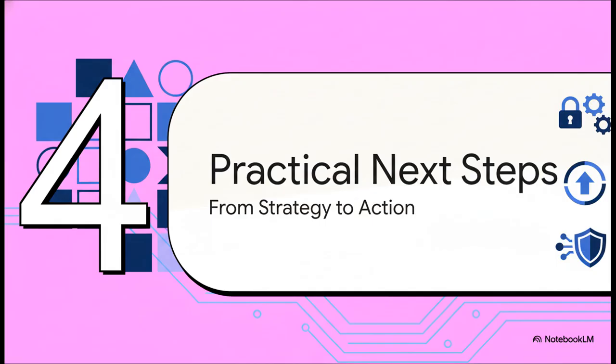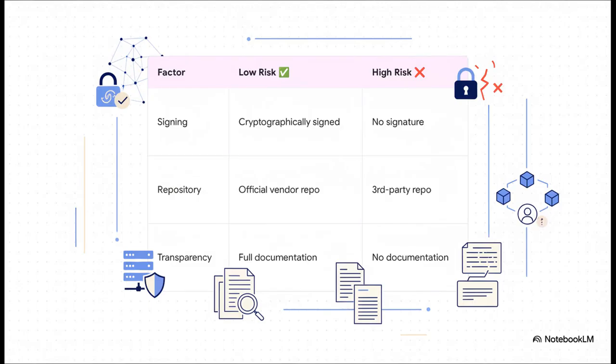Now let's get really practical and turn this strategy into action. You can start with a simple checklist like this. Ask these questions. Is the model cryptographically signed by the vendor? Is it hosted in an official repository, or is it on some random third-party account? Is there clear documentation? Look, a model from an anonymous user with no signature is high risk, plain and simple. Your policies need to reflect that.